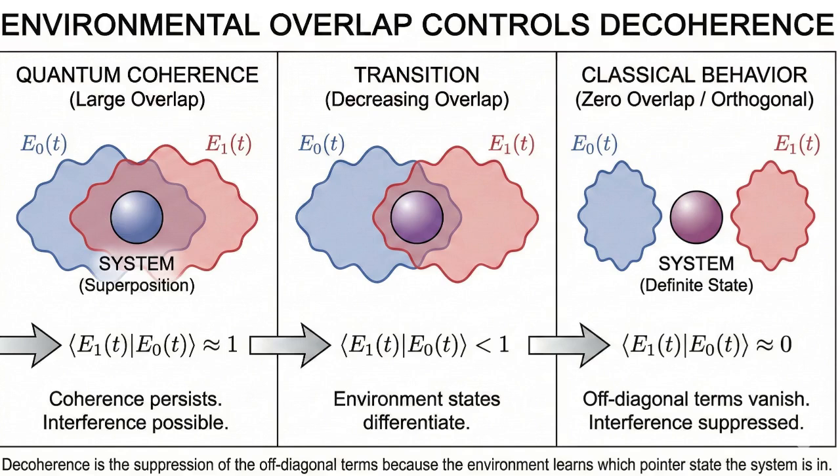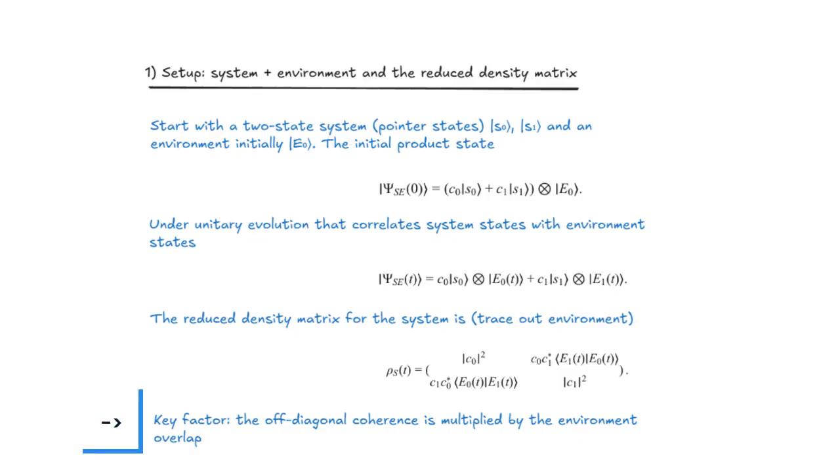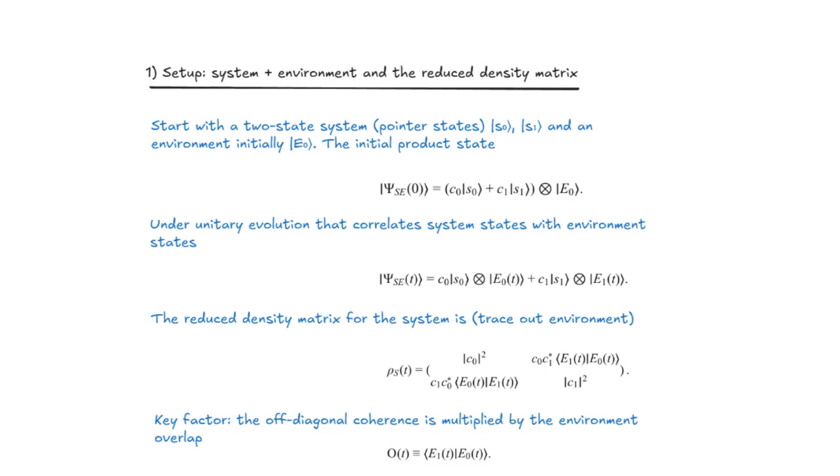This is decoherence in one sentence. Decoherence is the suppression of the off-diagonal terms because the environment learns which pointer state the system is in. Key factor. The off-diagonal coherence is multiplied by the environment overlap. We define a quantity called O of t, written as O(t). This quantity is the overlap between the two environment states, the inner product of environment state E1 at time t with environment state E0 at time t.